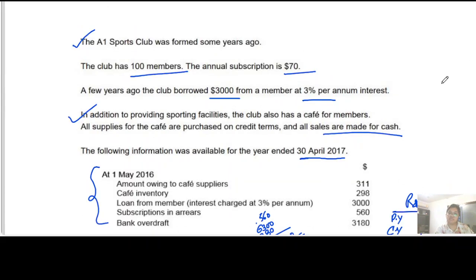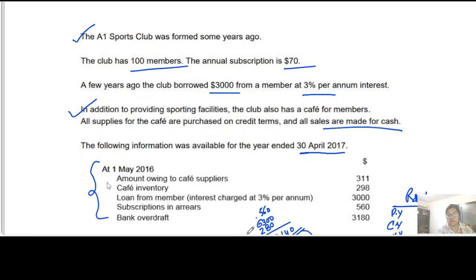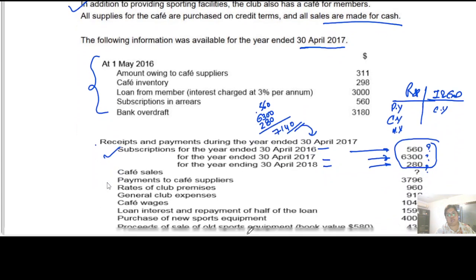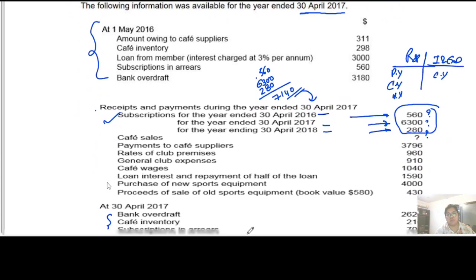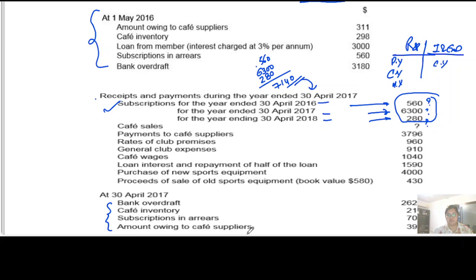Okay, after that, what else do you have? Now, amount owing. Okay, wait, because the receipt and payment account is for the year ended 30 April 2017, so we are going to take these amounts. Okay, cafe sales. This cafe sales, we do not know where it is, because there is a question mark, so we don't know about the cafe sales, but yes, we know about these other things like rates.